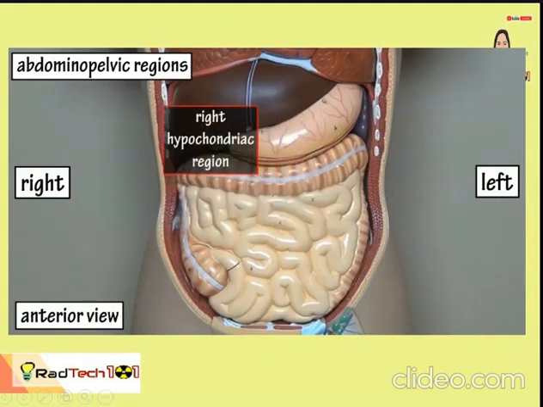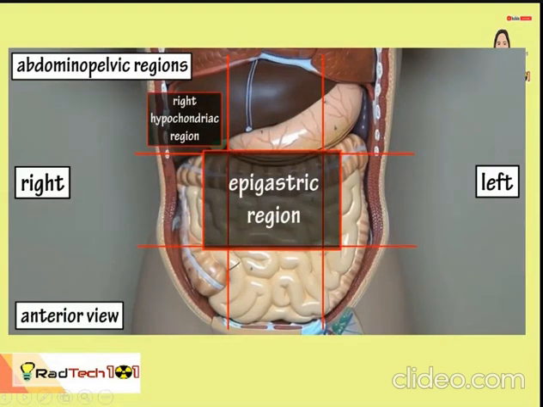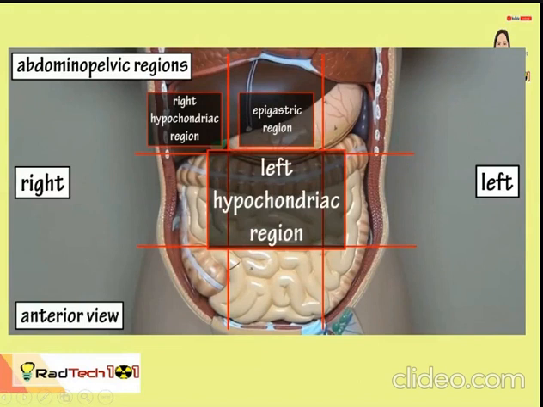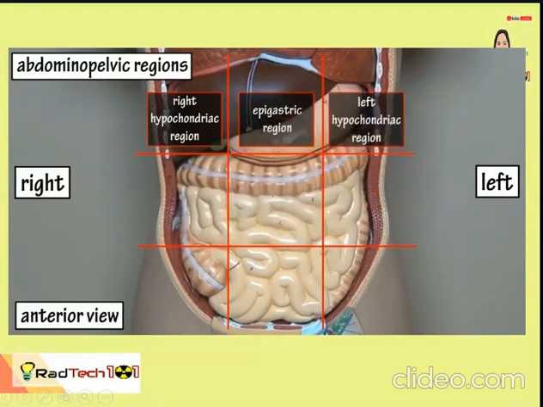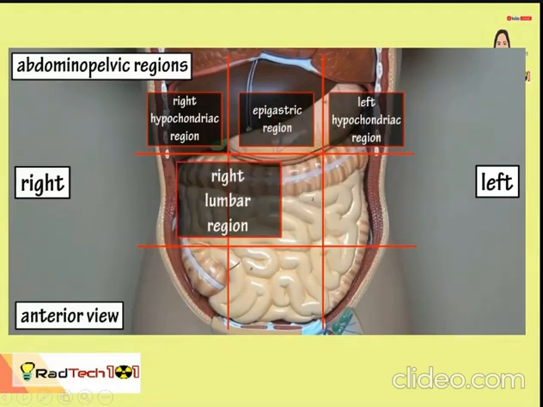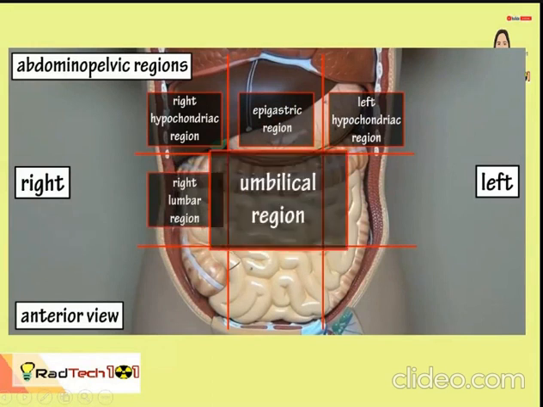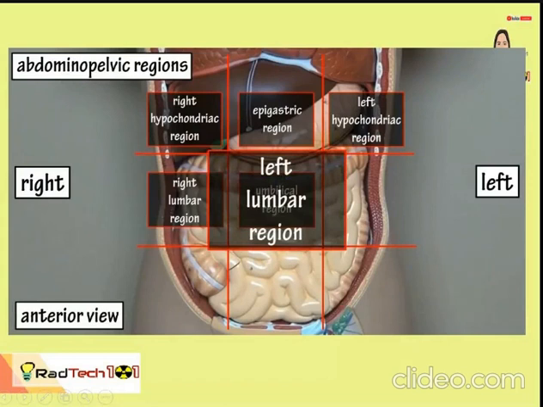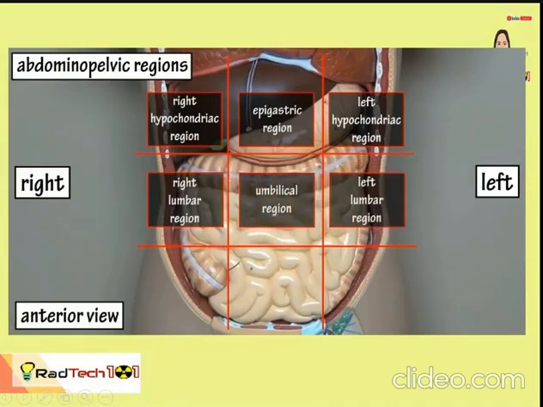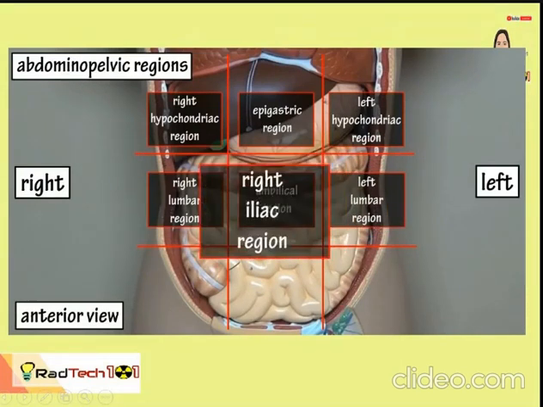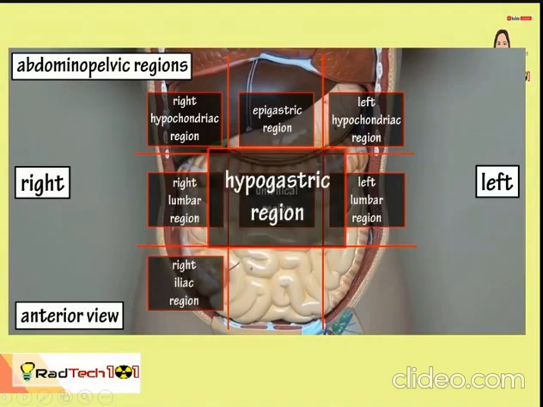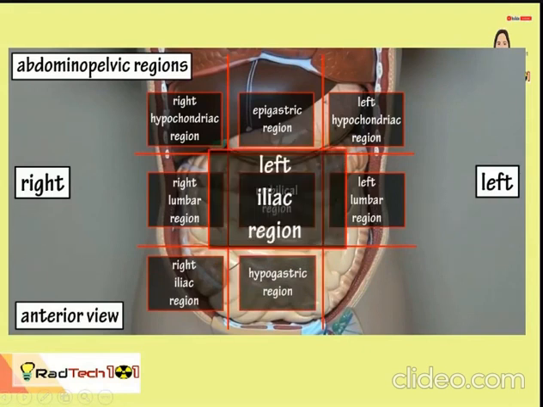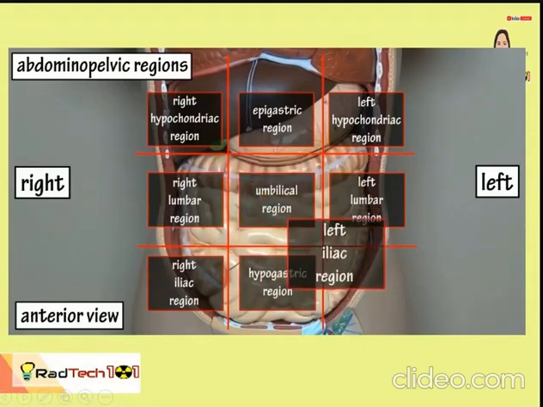which is in the upper left corner. The epigastric region is in the upper center section. The left hypochondriac region is in the upper right corner. The right lumbar region is in the middle left section. The umbilical region is located in the center. The left lumbar region is in the middle right section. The right iliac region is in the lower left section. The hypogastric region is in the lower center area. And the left iliac region is in the lower right section.